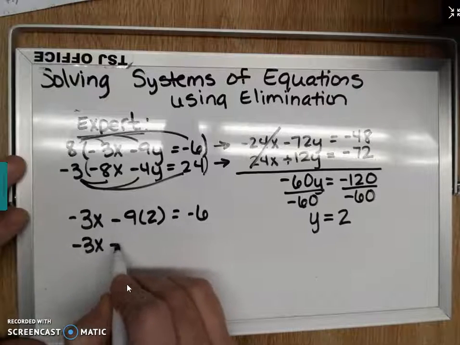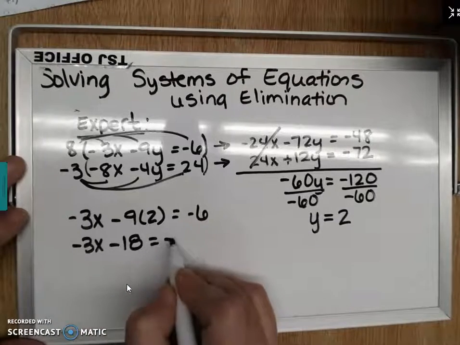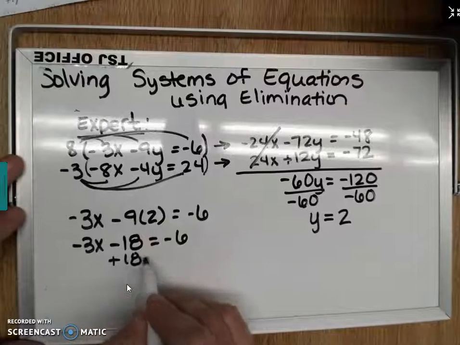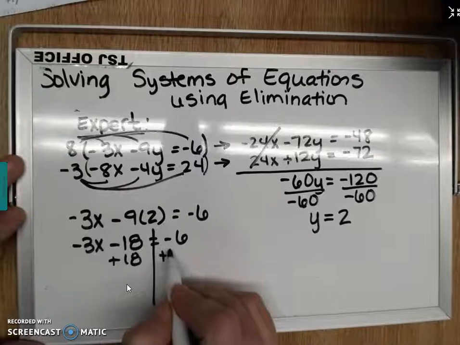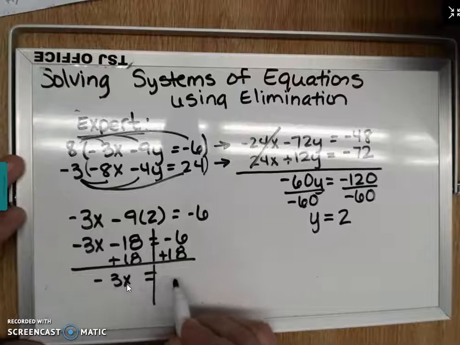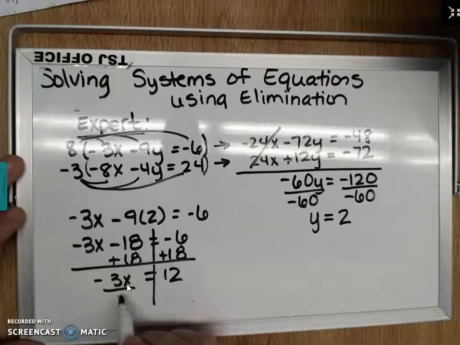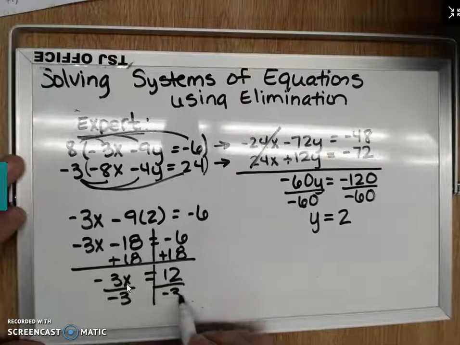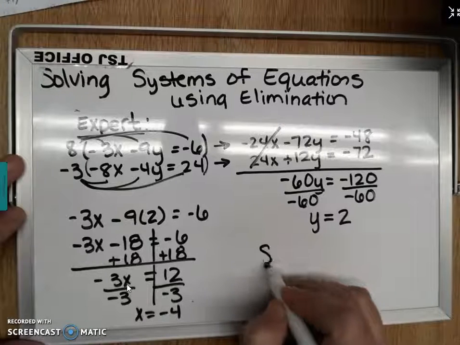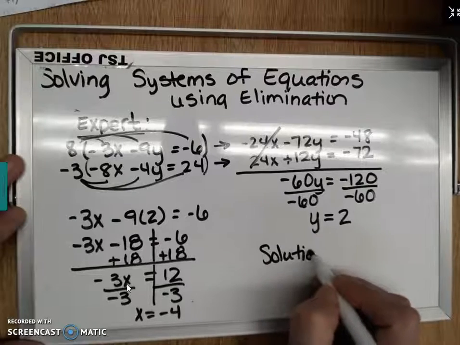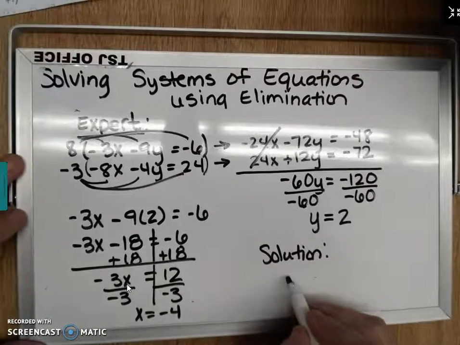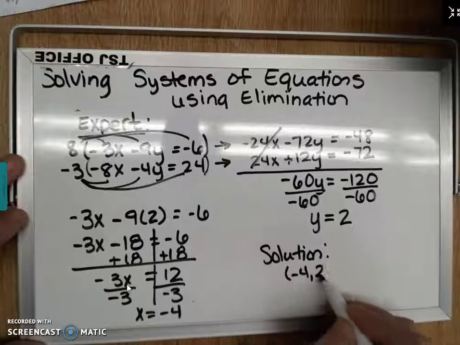Simplify, I get negative 3x minus 18 equals negative 6. And now I can solve the two-step equation. Negative 3x is equal to 12. Divide both sides by negative 3, and I get that x is equal to negative 4. That gives me a solution for this system of equations of negative 4, 2.